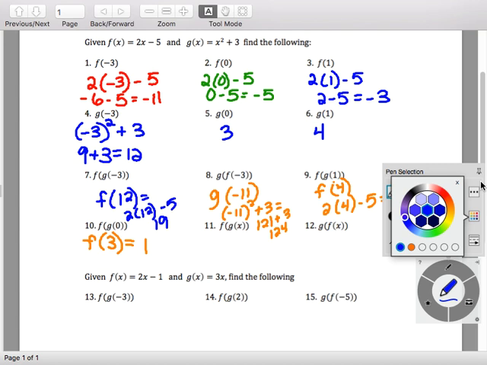Pretty cool. Okay, f of g of x. This is f of, and g of x is x squared plus 3. So you always start in a composition of functions with the inside function. Now I go to f, and f says 2 times your input minus 5.